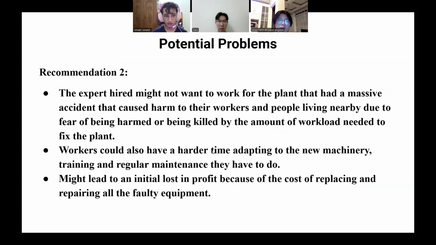For our second recommendation, the expert hired might not want to work for a plant that had a massive accident that caused harm to its workers and people living nearby, due to fear of being harmed or killed by the amount of workload needed to fix the plant, which has already happened. Workers could also have a harder time adapting to the new machinery, training, and regular maintenance they have to do. This may lead to an initial loss in profit due to the cost of replacing and repairing all the faulty equipment. I shall pass it on to Lucas.